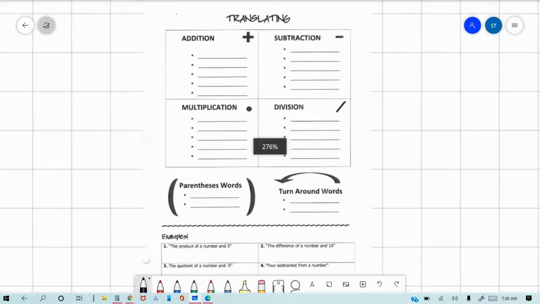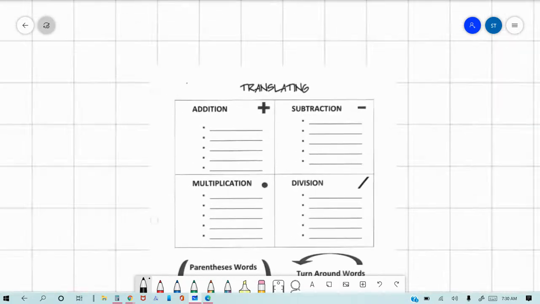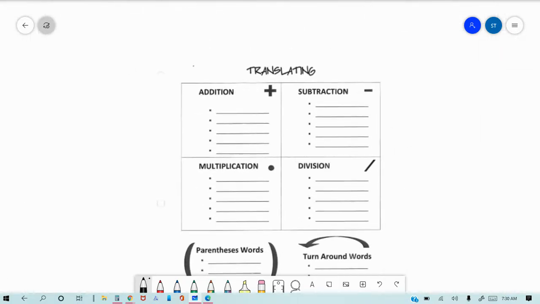So translating. What that means is how we do a problem. Okay, how does that look? How does that happen? Okay, so what are some of the words that we're using?